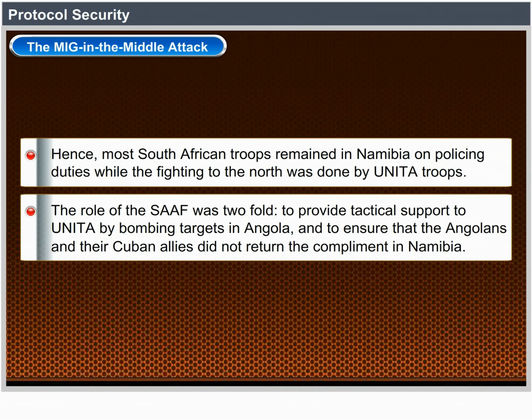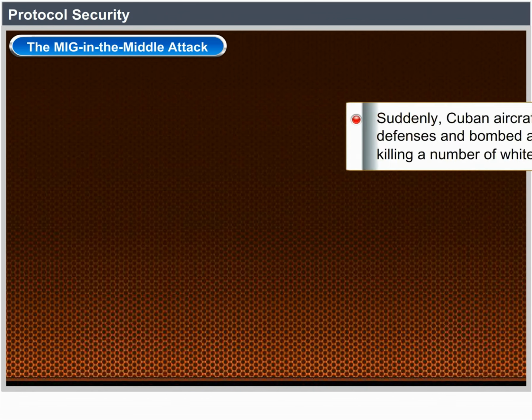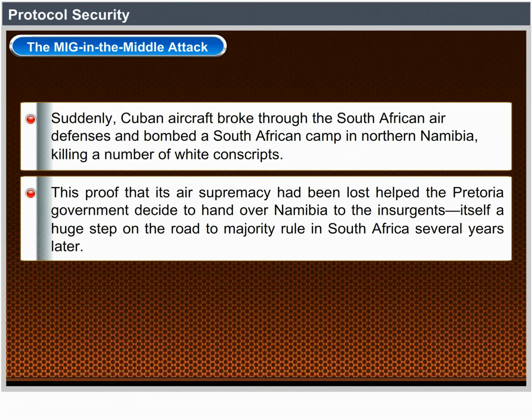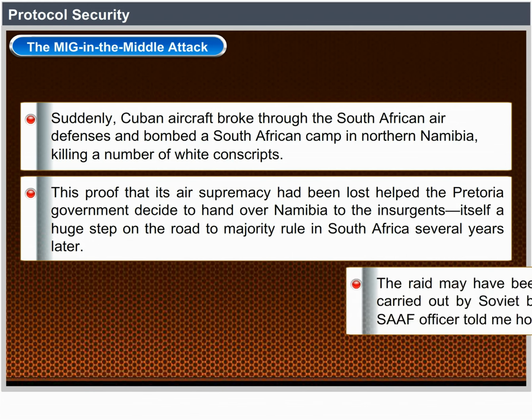Suddenly, Cuban aircraft broke through the South African air defenses and bombed a South African camp in northern Namibia, killing a number of white conscripts. This proof that its air supremacy had been lost helped the Pretoria government decide to hand over Namibia to the insurgents, itself a huge step on the road to majority rule in South Africa several years later. The raid may have been the last successful military operation ever carried out by Soviet bloc forces.